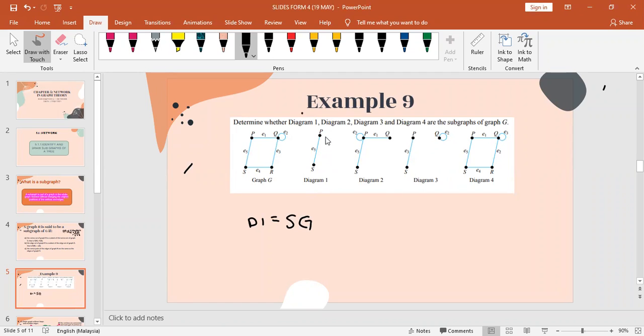Sebab diagram 1 ni kita tengok ni P, ni S, ni P, ni S, ni E5. Okay, sama kan? Dia tak ada loop ke apa ke. Maksudnya dia macam sama sebiji. Okay, kalau diagram 2 pula, ni S, ni P. Diagram 2 subgraph ke bukan subgraph? Bukan. Sebab apa bukan? Sebab dia lain daripada yang graph tu. Dia ada loop ni. Kalau yang dekat graph G ni, dekat P tak ada loop tapi dekat Q yang ada loop. Okay. So, yang ni bukan subgraph.